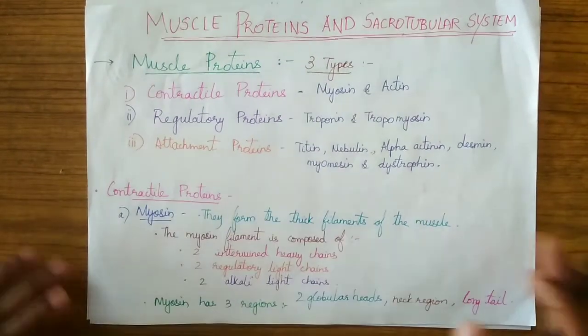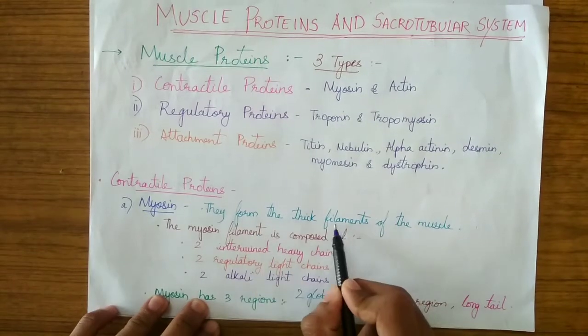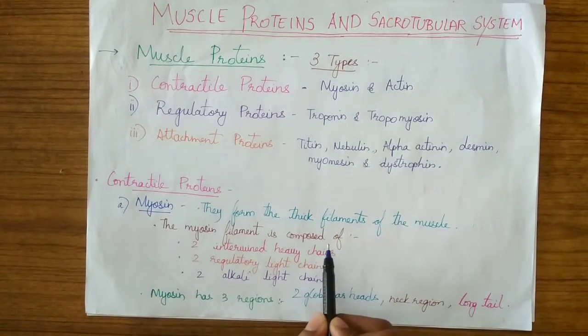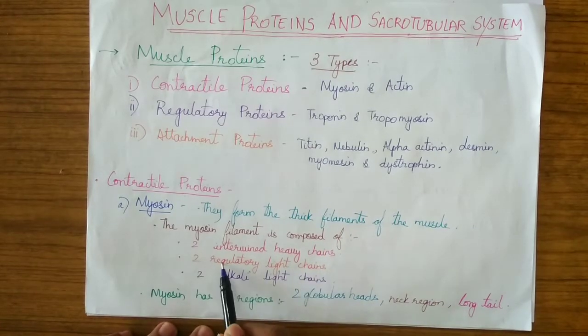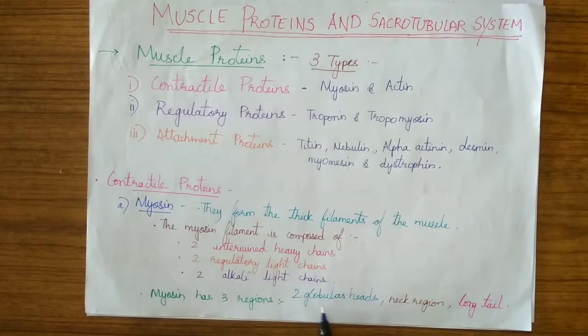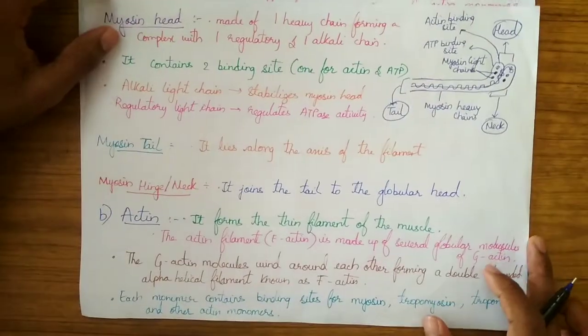So let's talk about the contractile proteins now. The first one is myosin. They mainly form the thick filaments of the muscle. The myosin filament is composed of two intertwined heavy chains, two regulatory light chains and two alkali light chains. They are again divided into three regions: two globular heads, the neck region and the long tail. So let's talk about these regions one by one.